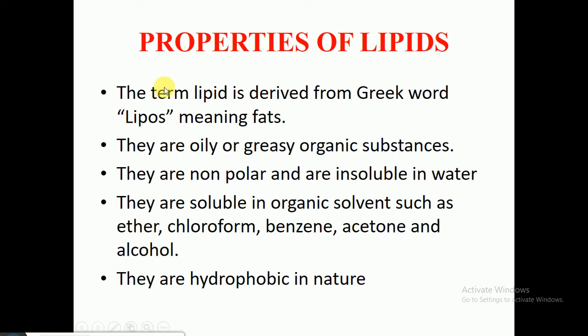Look at here. So these are basically lipids. This is the class of non-polar compounds and they are not soluble in water. So you can say this is called lipids. But they are soluble in organic solvents such as ether, chloroform, benzene, acetones, and alcohols. They are hydrophobic in nature, meaning they are water repellent, so they cannot be dissolved in water.